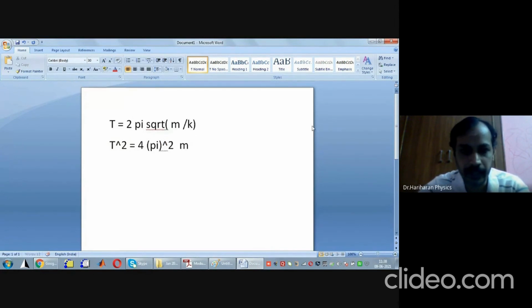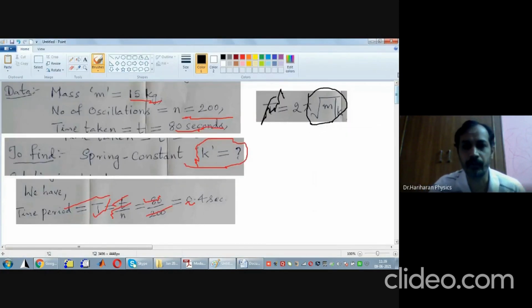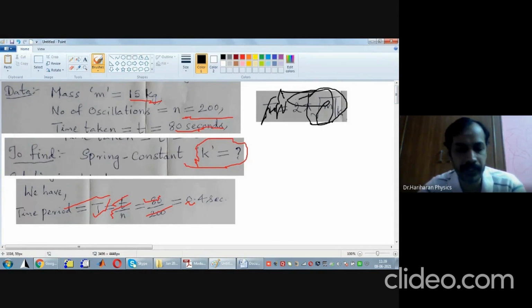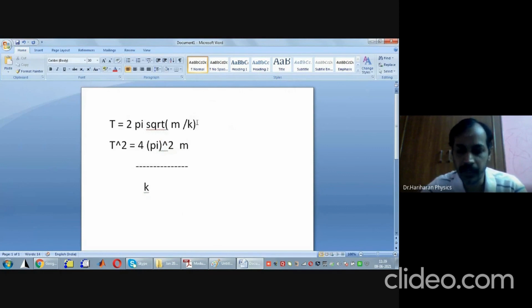Let me write it like this, to make things more simple: m by k. Okay, correct? Now what did I do? I simply squared on both sides of this key equation, and I ended up getting this equation.